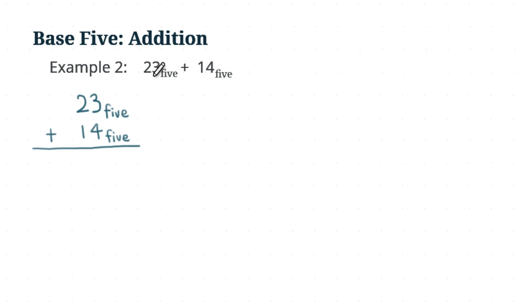First, we are going to draw the first number, which is 2, 3, base 5, right? So we have 2 longs. And we are getting 3 units. And then now the second number, we have 1 long. And we have 4 units.